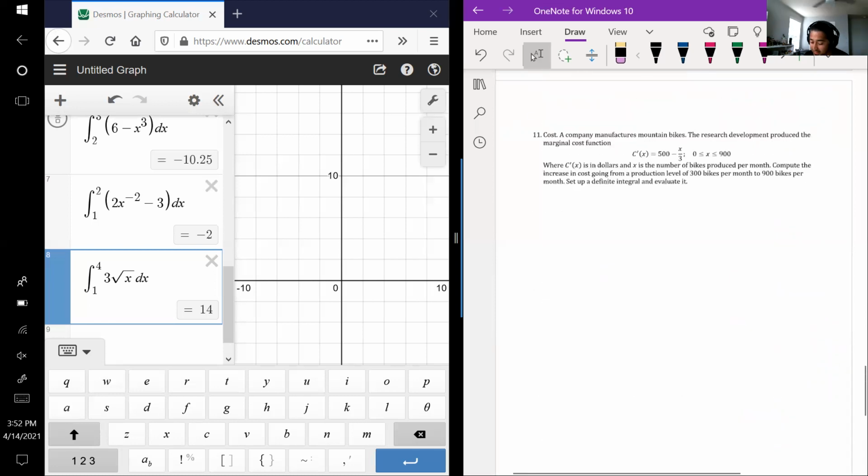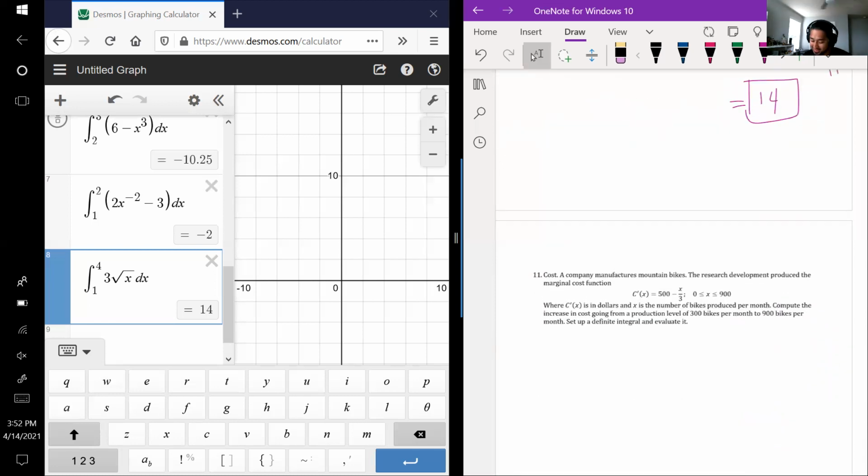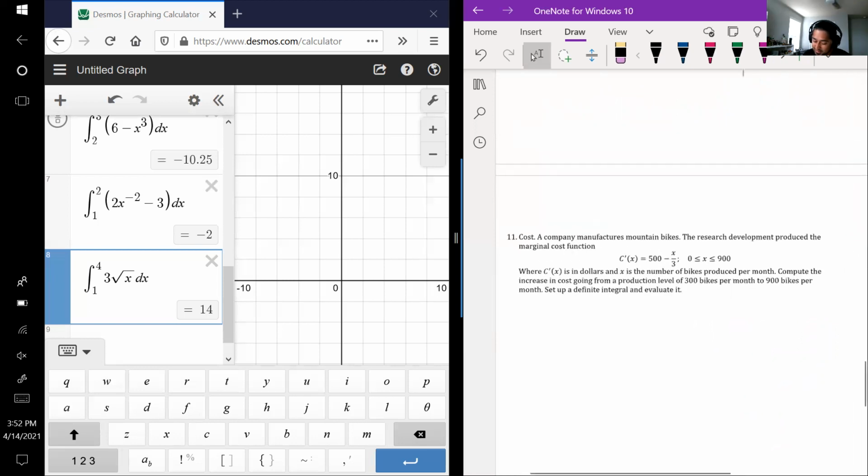Which means that we're on our last one. Number 11. A company manufactures mountain bikes. The research and development produced the marginal cost function C prime of x equals 500 minus x over 3 from 0 to 900, where C prime of x is in dollars and x is the number of bikes produced per month. Compute the increase in cost going from a production level of 300 bikes per month to 900 bikes per month. Set up a definite integral and evaluate it.